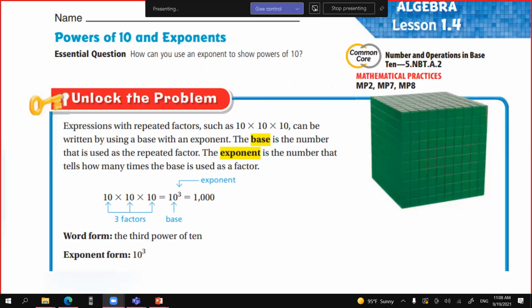Now, here, 10 times 10 times 10. These are 3 tens that are multiplied. So they are 10 to the power 3, which means that 10 is the base and 3 is the exponent. The exponent means how many times the base is used, how many times I should multiply the number by itself. The base is the number that is repeated. Now, this is 1000. This is the standard form.